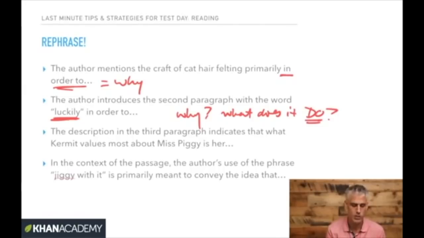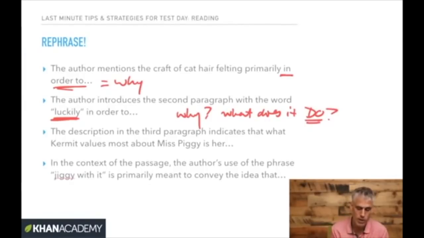The description in the third paragraph indicates that what Kermit values most about Miss Piggy is her... Her what? Okay, so you go back and you say, how do I phrase it? Like, what does he value most about her? And you go back and you may discover that it's her strength. There's an example of her strength, or her loyalty, and you'd say, oh, it's the loyalty, and you cross out the answer choices that don't include loyalty, because there's evidence that tells you that in the third paragraph, loyalty is key.